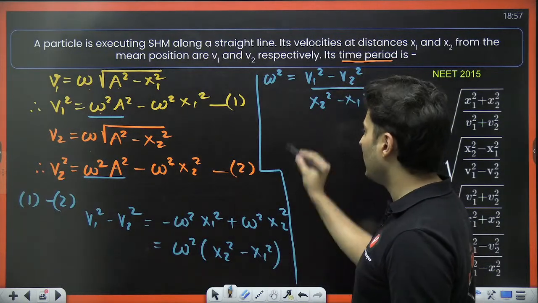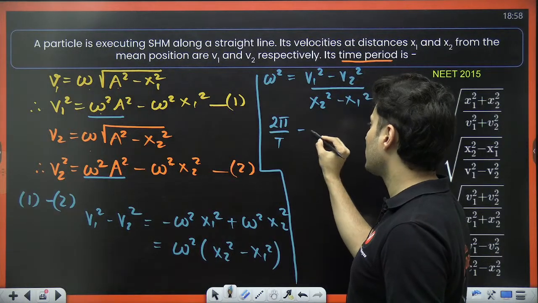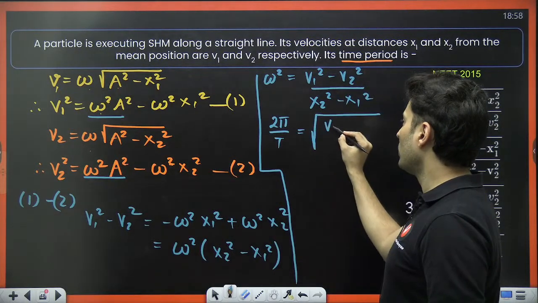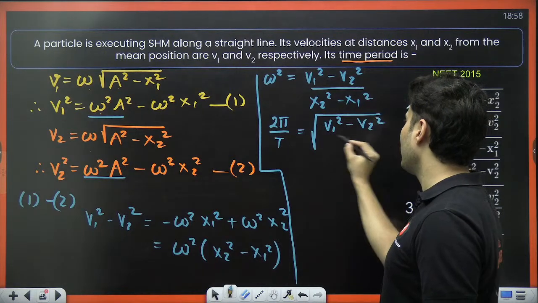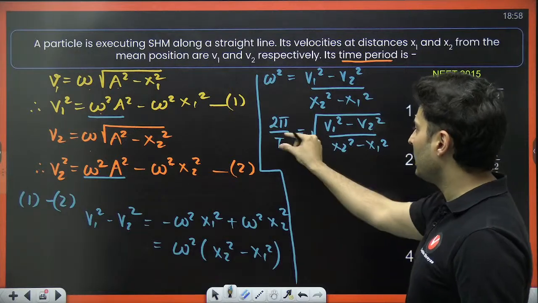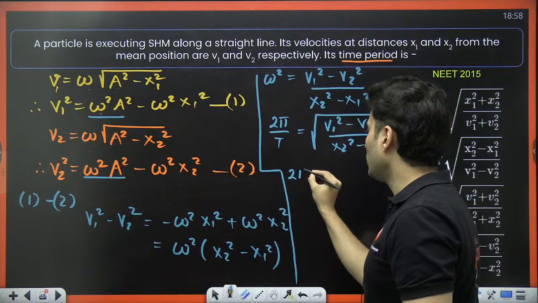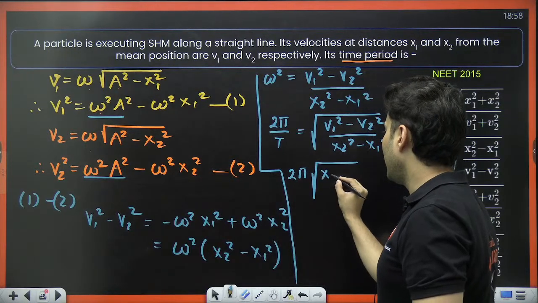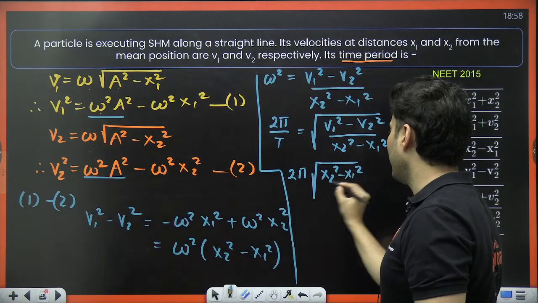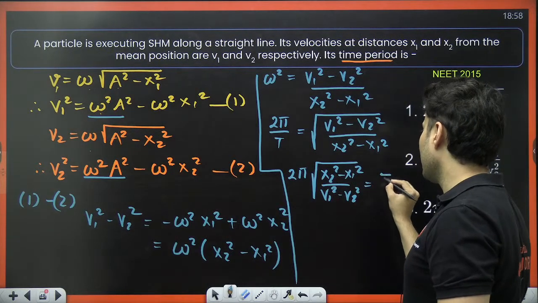But omega and time period are related. That is 2 pi by T. If I take roots on both sides, it will be root of v1 square minus v2 square upon x2 square minus x1 square. Now I want the time period. Take T on the top, flip this and bring it here. So it will become 2 pi root x2 square minus x1 square by v1 square minus v2 square, which is nothing but your time period.